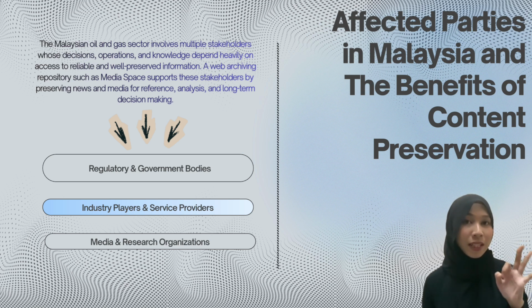And then the third one is media and research organizations. For broadcasters like RTM and organizations like the Malaysian Press Institute, access to historical media is essential for accurate reporting and academic study. A centralized archive enables journalists and researchers to conduct fact-checking and analysis. So, this ensures that reporting on the energy sector remains data-driven and historically grounded.